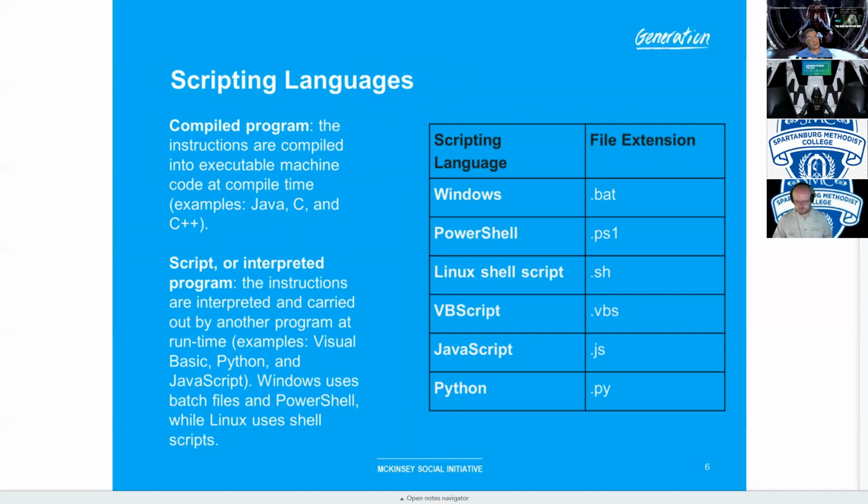For your scripting languages, as I mentioned before, you have your Windows .bat, your PowerShell files are .ps1, your Linux shell scripts are .sh, your VB scripts are .vbs, JavaScripts are .js, and your Pythons are .py.